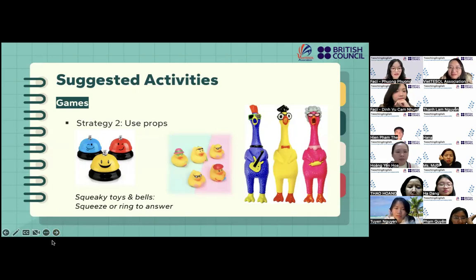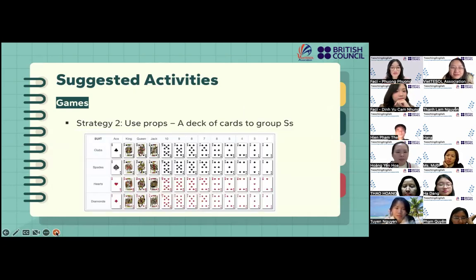They will be very competitive and attentive during the lesson. Another prop that I like is a deck of cards. Very cheap, but extremely useful, and we can use it to group students.